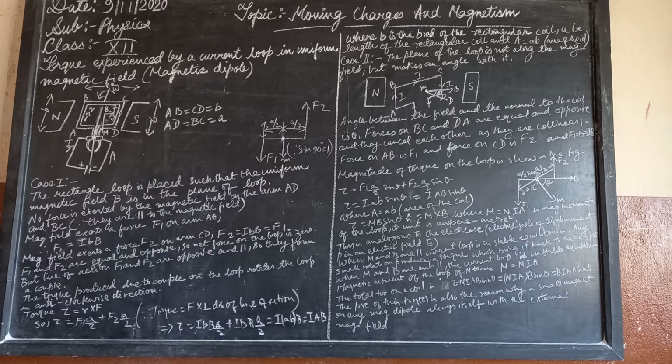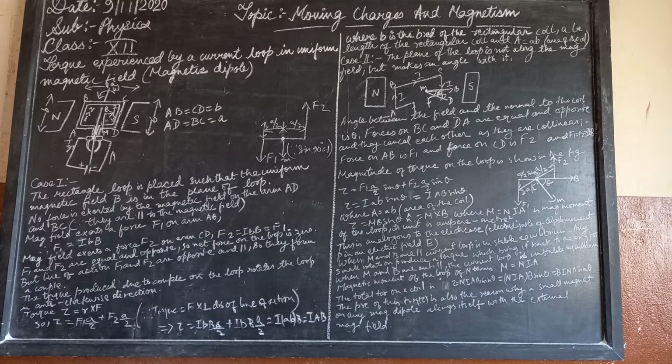So F1 and F2 are equal and opposite, so the net force on the loop is 0. But the lines of action of F1 and F2 are opposite and parallel, and so they form a couple. When they are moving, they form a couple. The torque produced due to the couple on the loop rotates the loop in the anti-clockwise direction, not in the clockwise direction.